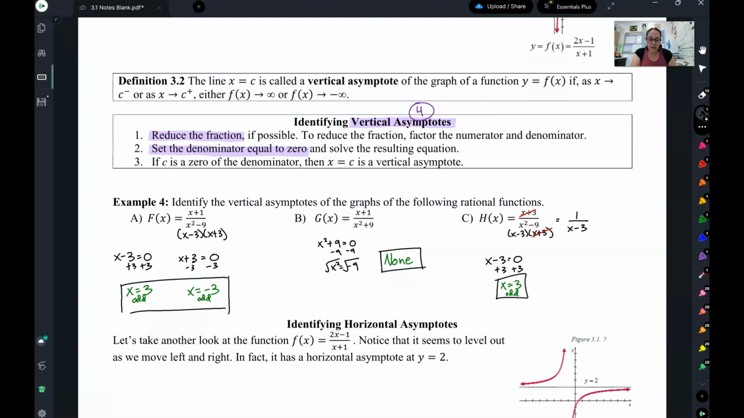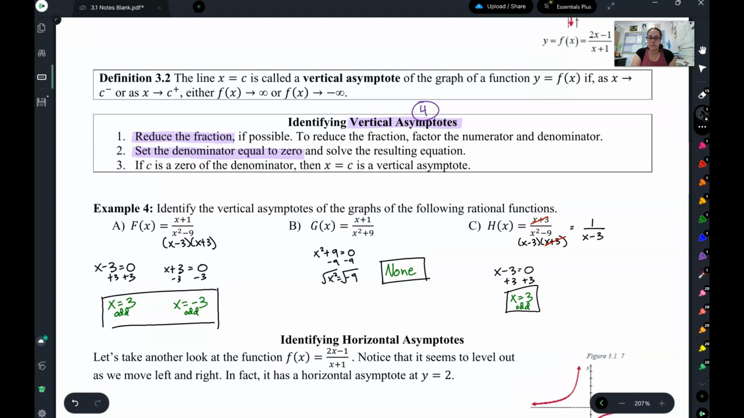So that is everything you need to know about vertical asymptotes. Reduce first, then set the denominator equal to 0. And that is rule number 4. In the next video, we will talk about our last rule of today, which is horizontal asymptotes.